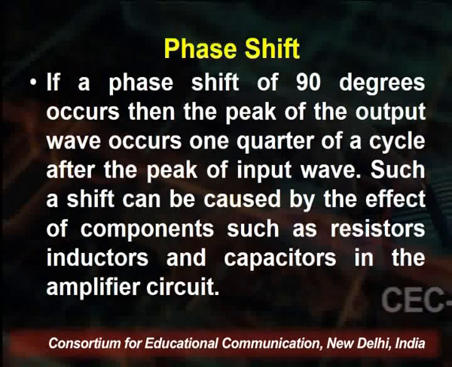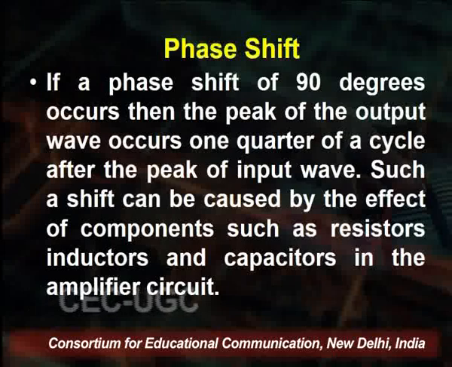So the next parameter is the phase shift. Phase shift in an amplifier is the amount by which the output signal is delayed or advanced in phase with respect to the input signal, expressed in degrees. As the name suggests, phase shift is how much delay there is in the output signal as compared to the input signal. So a phase shift of 90 degrees occurs when the peak of the output wave occurs 1/4 of a cycle after the peak of the input wave.